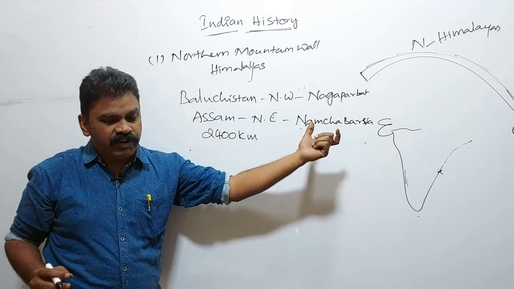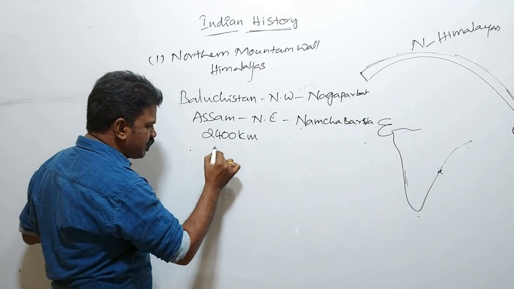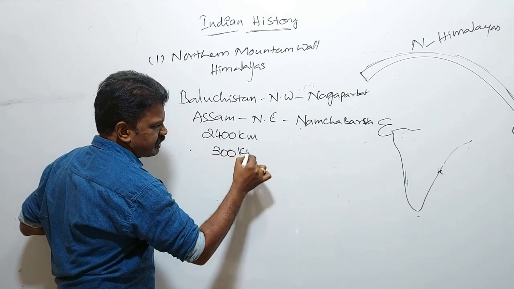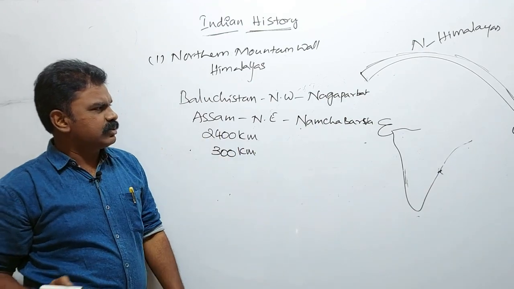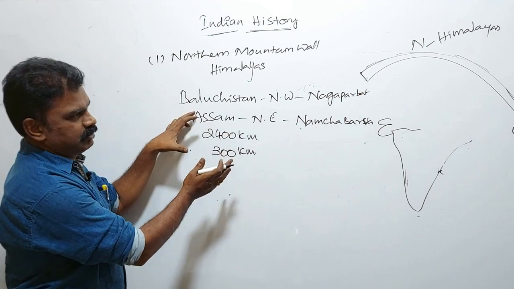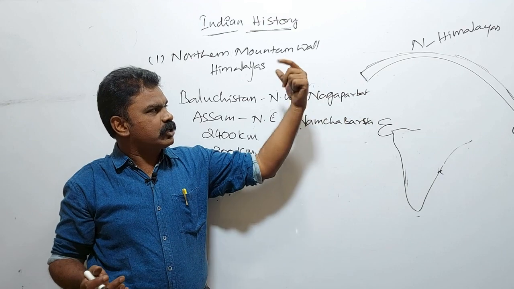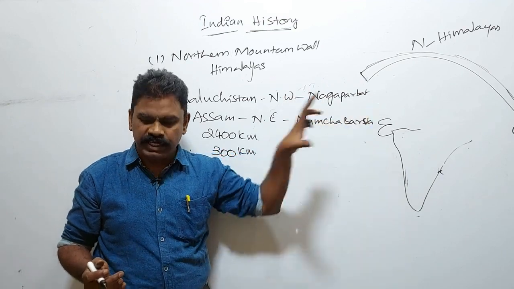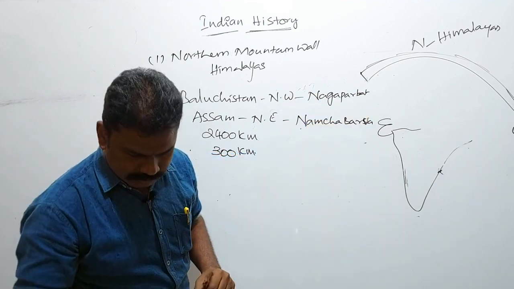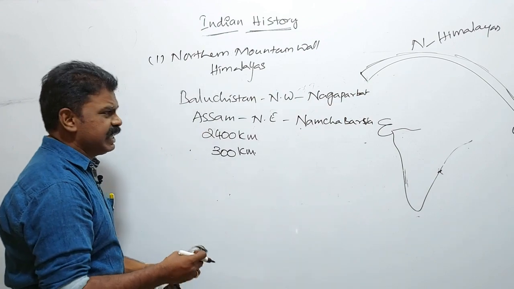And coming to the width of the Himalayas, it is around 3,000 kilometers. Because of this strength, no foreign invader penetrated through the Himalayas into India in the ancient period.